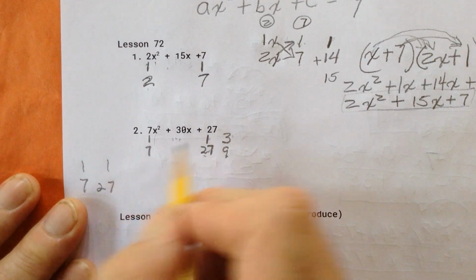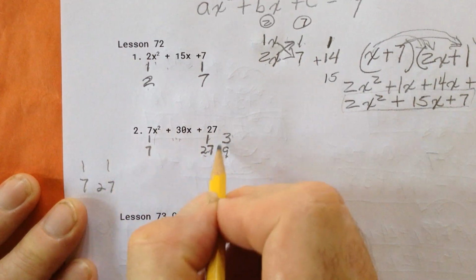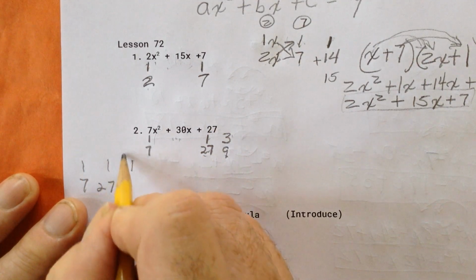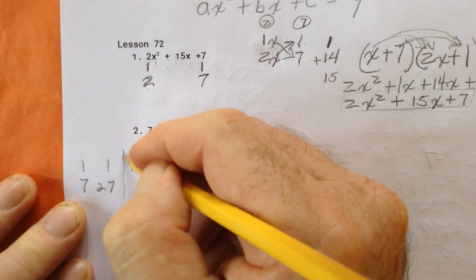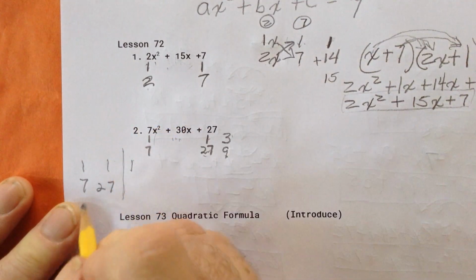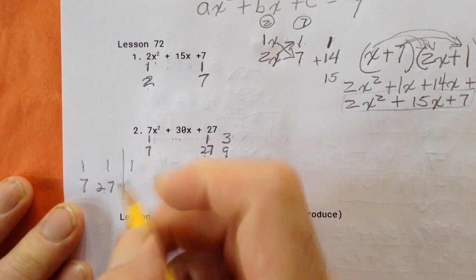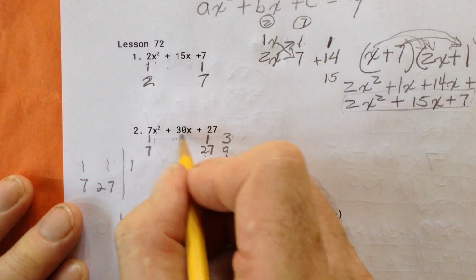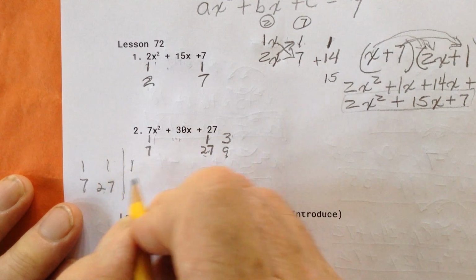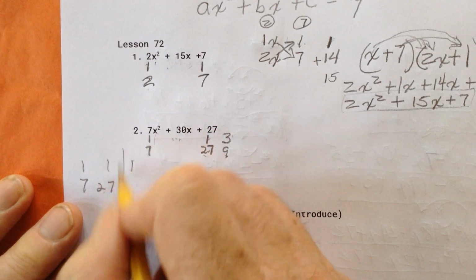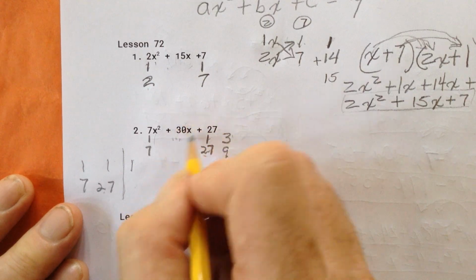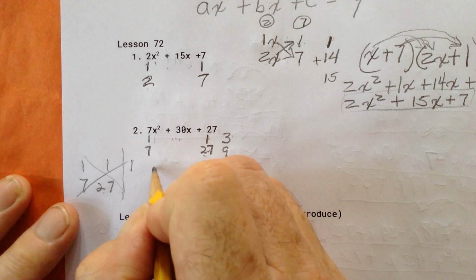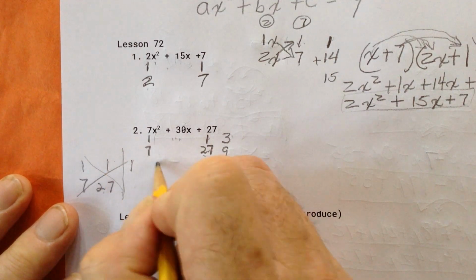from this side, this is the A and this is the C. So if I go 1 times 1 is 1, and this is a line just to separate it. 7 times 27 is a huge number, which isn't going to be close. That's too big. So obviously I can see that's not going to be near 30, so I know this combination's out. So let's see what happens if I reverse it.